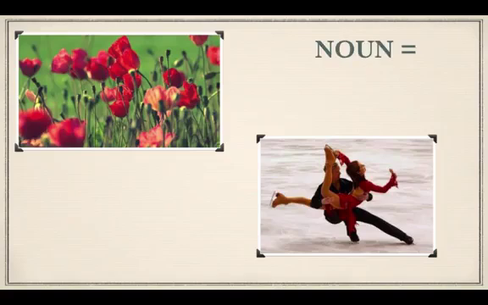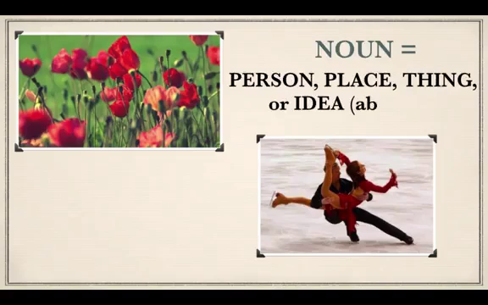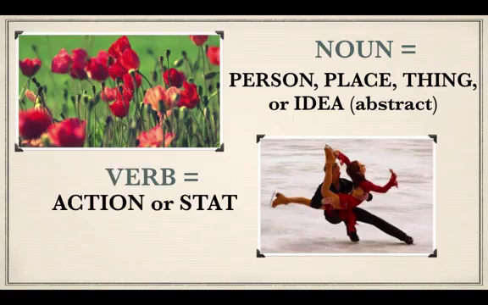What is a noun? A noun is a person, place, thing, or idea. An idea is something that's abstract. And what is a verb? A verb, well, it's an action or state.